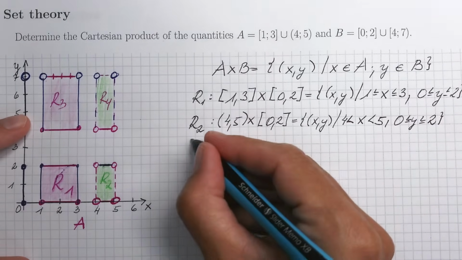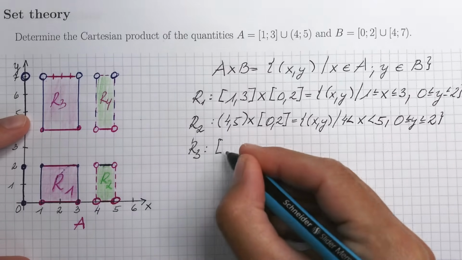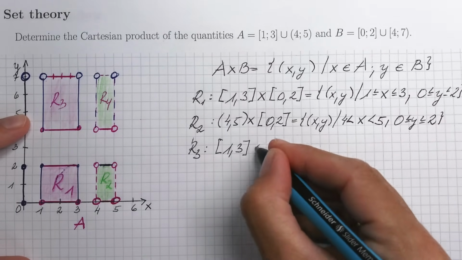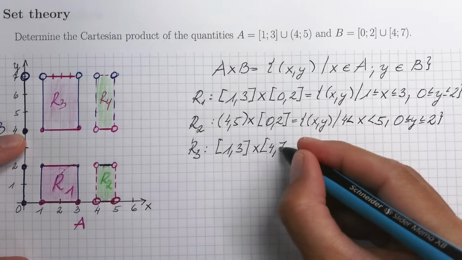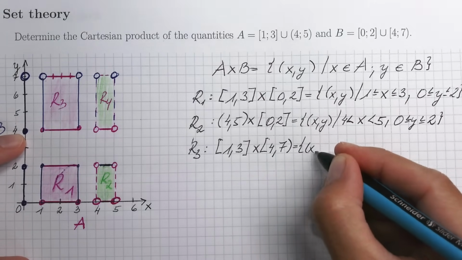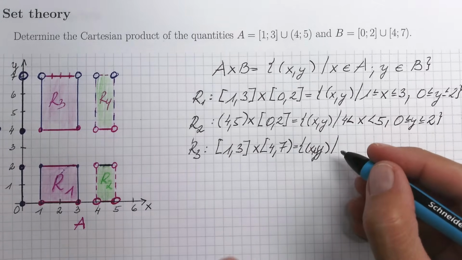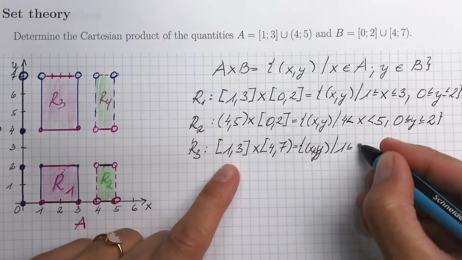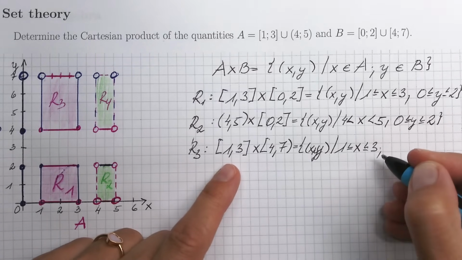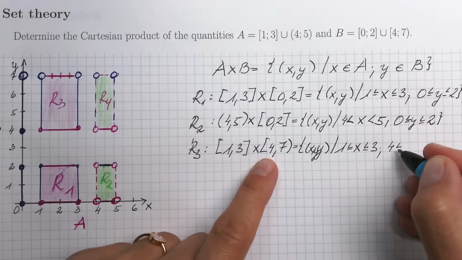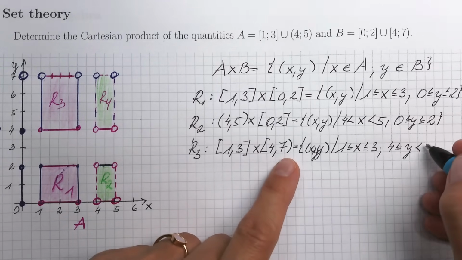Now let's go to R3. Here we have the interval 1, 3, cross 4, 7, as the set of all pairs x and y such that, because here it's included, 1 is less than or equal to x, less than or equal to 3, and for y, it's 4 less than or equal to y, less than 7.